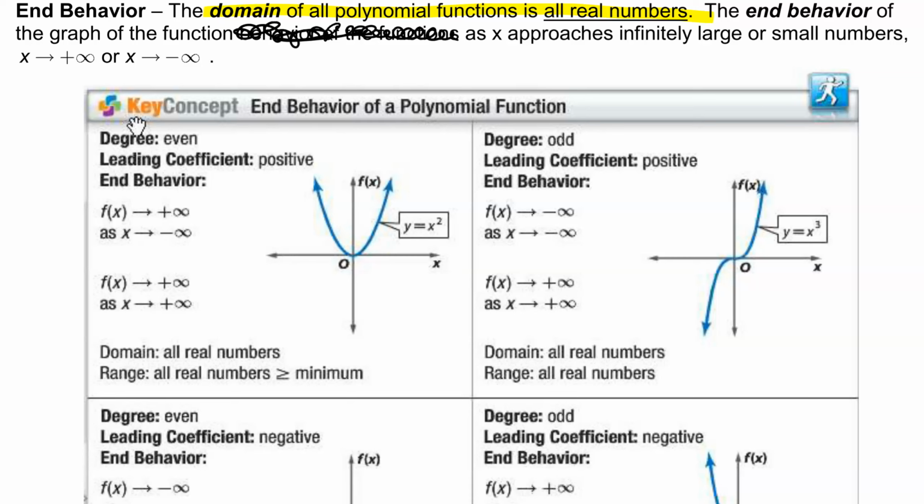This is crazy. Okay. The end behavior of the graph of the function as x approaches infinity, large or small numbers: x goes to infinity or x goes to negative infinity.